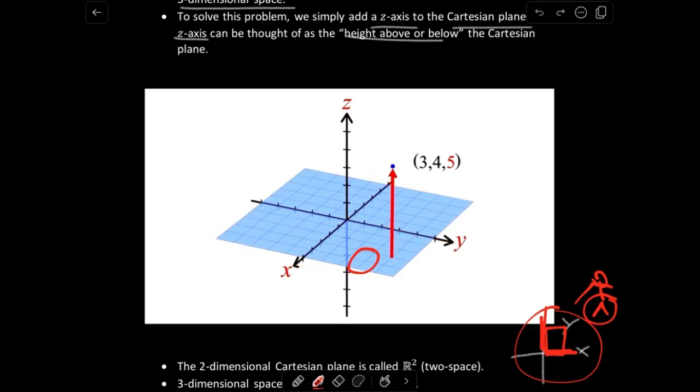Now all we're doing is taking a z-axis, and this is going to represent the height above or below the Cartesian plane. So this would be z is equal to 1, that's 1 unit above the Cartesian plane. z is equal to 2 units above the Cartesian plane. z is equal to 3, and so on. And then you have z is equal to -1, -2, and that's 1 unit below the Cartesian plane, 2 units below the Cartesian plane, and so on. So the z-axis is basically adding another dimension, hence three-dimensional coordinate system. And you can think of the z-axis again as height above or below the Cartesian plane.